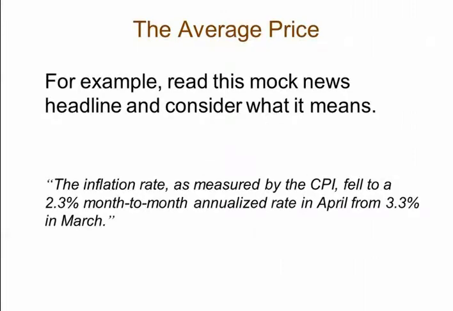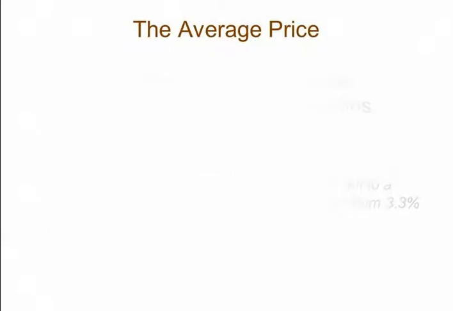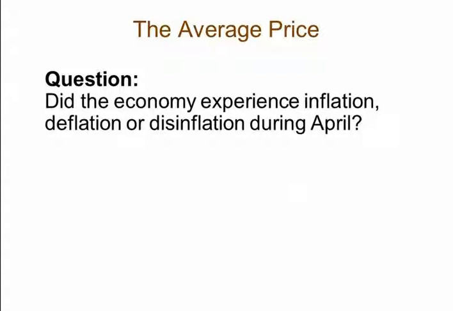Take a look at this mock headline. The inflation rate, as measured by CPI, fell to a 2.3 month-to-month annual rate in April from 3.3% in March. Now take a second to read it on your own again, and then answer me the simple question. What happened to the inflation rate during April? Did it go up or down? Did we experience inflation, deflation, or disinflation? Well, we did experience inflation, but the inflation rate was slowing down. So we call a slowing inflation rate disinflation.